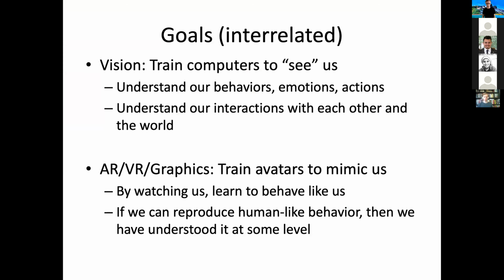So the goals here really are 2 intertwined sets of goals. One from the computer vision side, which is about training computers to see us, to understand our behaviors, our emotions, our actions, and our interactions with each other and the world. The other direction is more from the graphics side, which includes augmented and virtual reality, and it's about training avatars to mimic us, somehow by watching us in videos and so on, to learn how to behave like us. The idea is that if we can reproduce something like human-level behavior, then we'll have understood it at some level, a computational level at least, which I think would be quite fundamental.